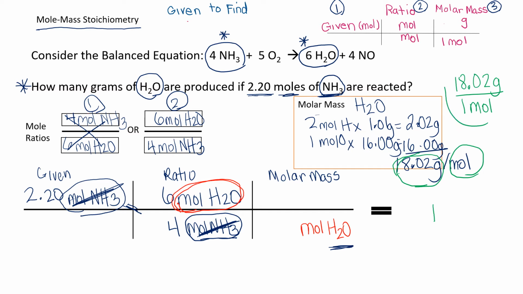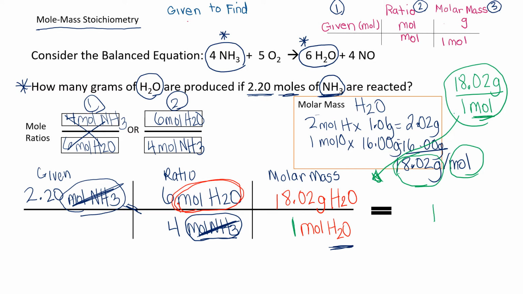Okay, so looking at what we just wrote, let's see how it will play out in that next step. Since we have moles of H2O on the bottom, we're going to go ahead and put the number 1 next to the mole, because that's what's next to it in our molar mass. And what's on top is going to be our molar mass, which is 18.02 grams. And it's still going to be the same substance, H2O.